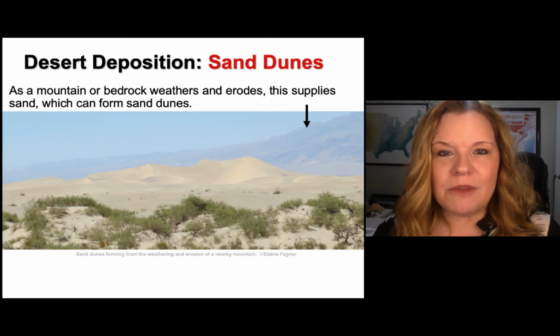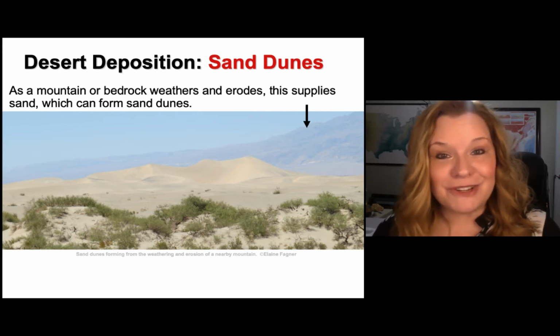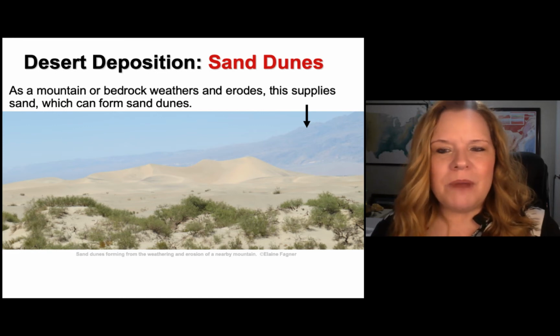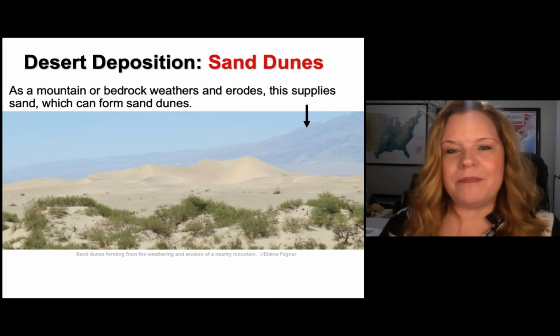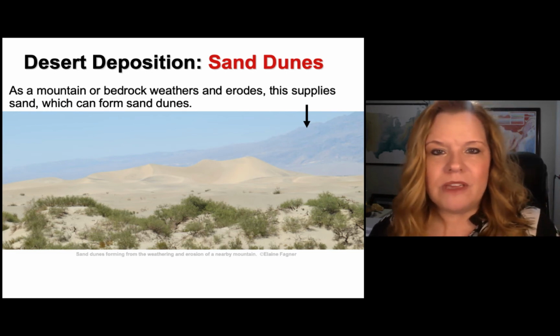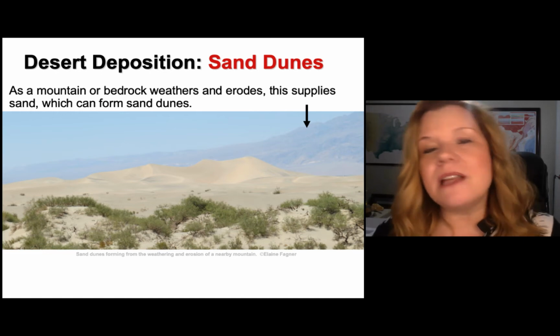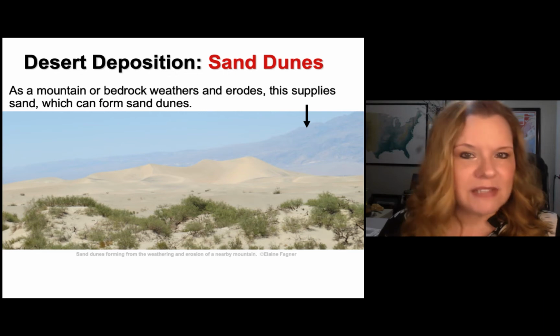This is where my computer melted. I had some video of trying to take these sand dunes right there. But I want to point out where the black arrow is. You can see there's a mountain in the background. So as that weathers and erodes, the eroded sediments can get picked up and turned into sand. And that's exactly what happens.